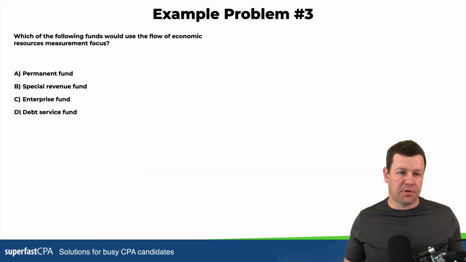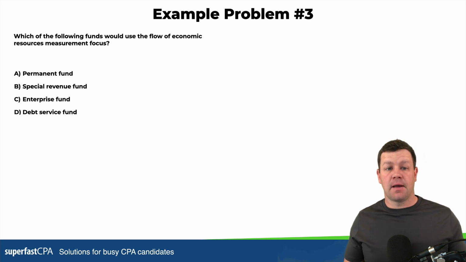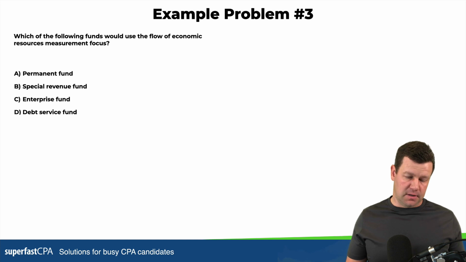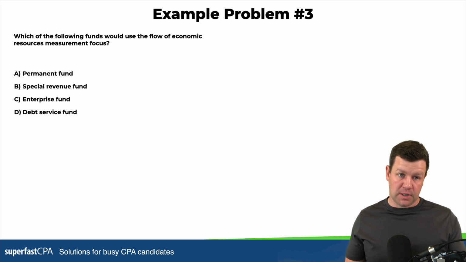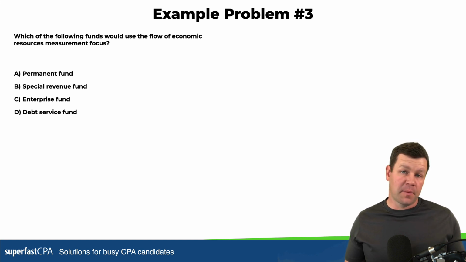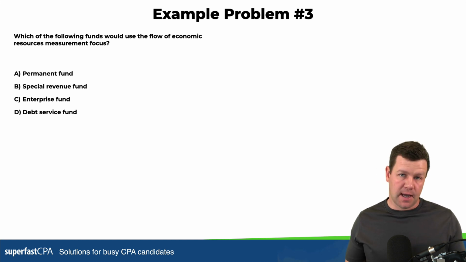All right, example problem number 3. Which of the following funds would use the flow of economic resources measurement focus? Is it the permanent fund, special revenue fund, enterprise fund, or debt service fund? Before we go on, press pause, make your own guess, but read what it's asking. Which one would use the flow of economic resources? Now, thinking back, we know that the governmental type funds all use the current financial resources measurement focus. So this is really asking which one of these is a business type fund?